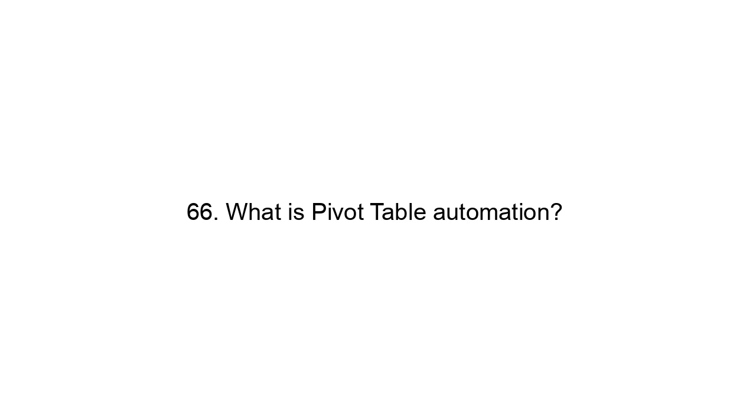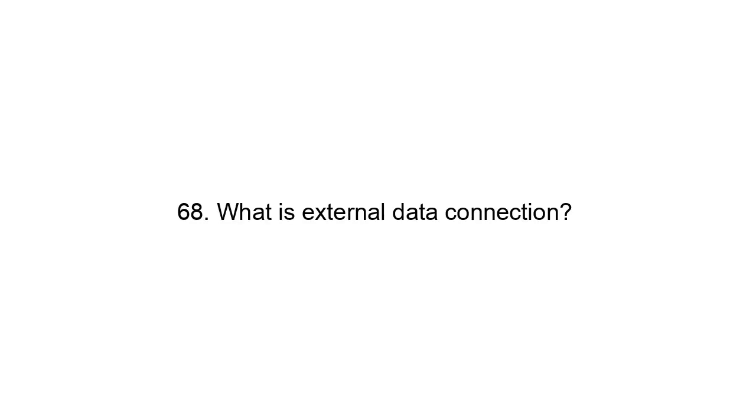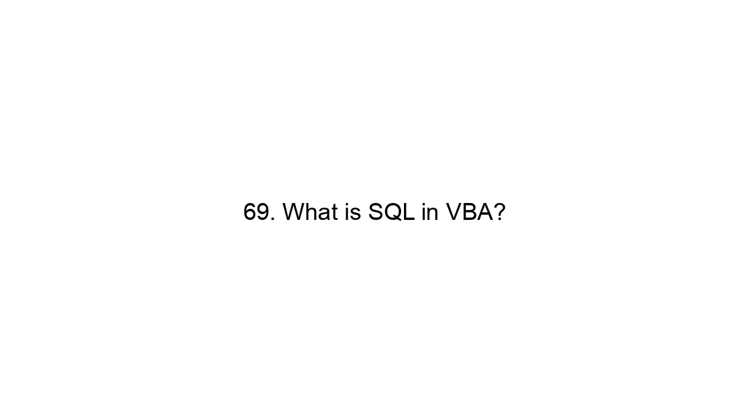66. What is pivot table automation? Creating pivot tables via VBA. 67. What is file handling in VBA? Reading and writing files. 68. What is an external data connection? Linking Excel to databases. 69. What is SQL in VBA? Querying databases from Excel. 70. What is COM automation? Controlling external apps like Outlook or Word.